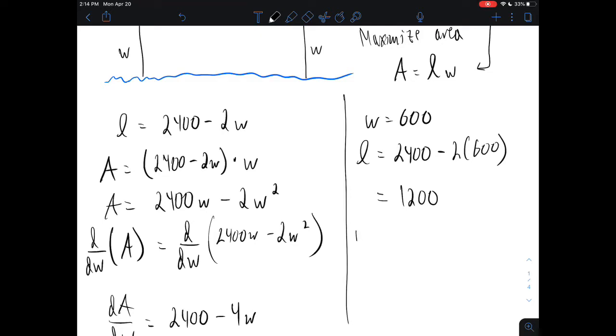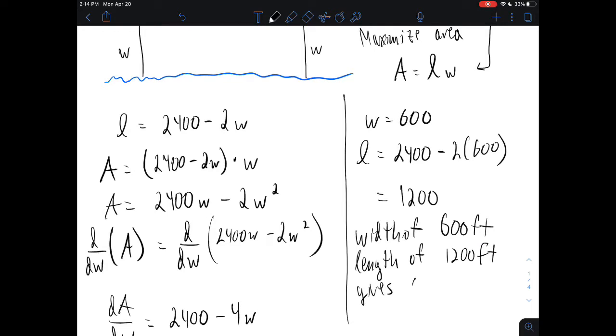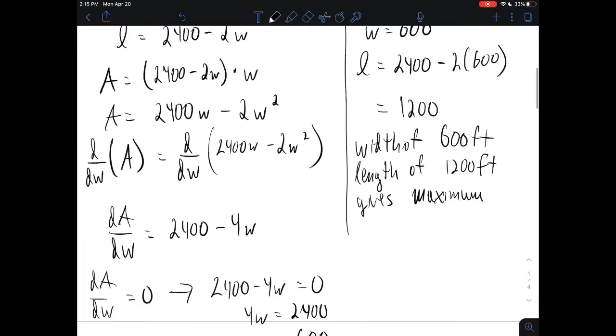So a width of 600 feet, length of 1200 feet gives a maximum area, and we would just then multiply those two numbers. So 600 times 1200, 720,000 square feet.